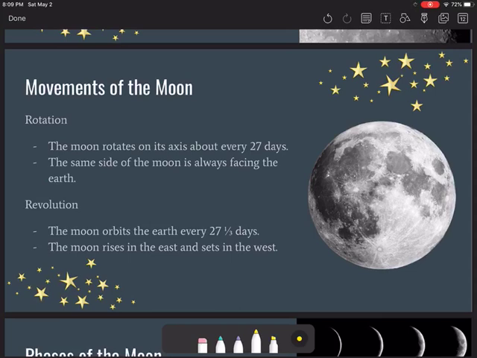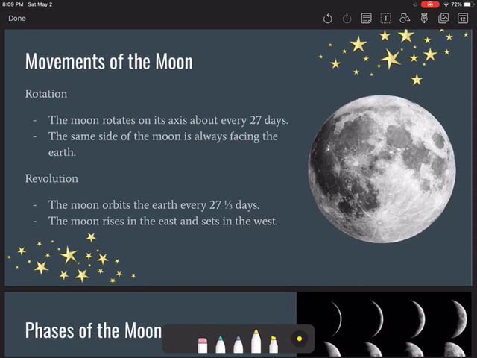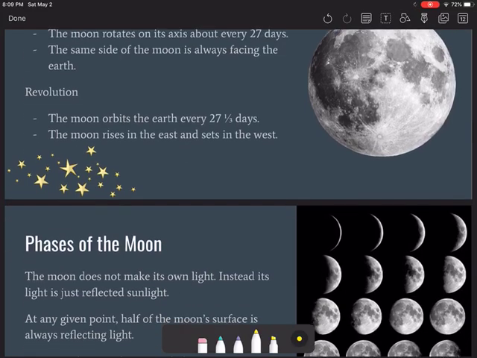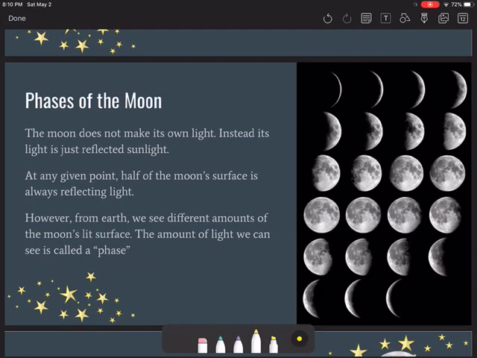Technically, the only way we could see what the other side of the moon would look like is if we sent up either satellites or people up to space to check it out. And we have, and that's cool. But if we didn't have the technology that we do today, we would never have been able to figure out what the other side looks like. So that's kind of neat. From our perspective, the moon rises in the east and sets in the west, same as everything, because it's also rotating in that direction. All right, phases of the moon.